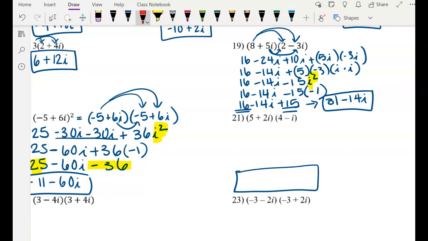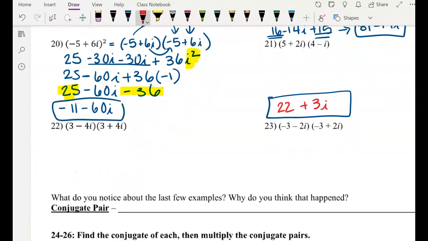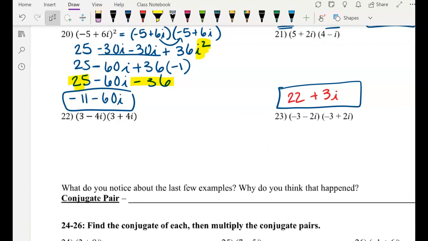Hopefully, you ended up with 22 plus 3i, okay? If you need help with how to get there, please come and talk to us. All right, 22, let's do this one.